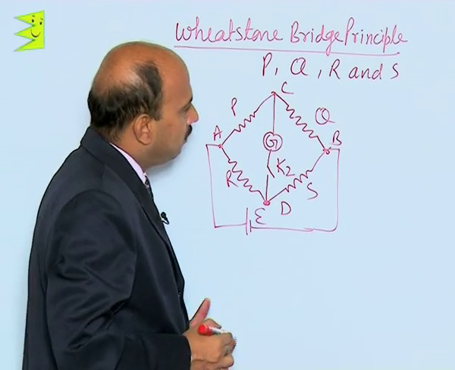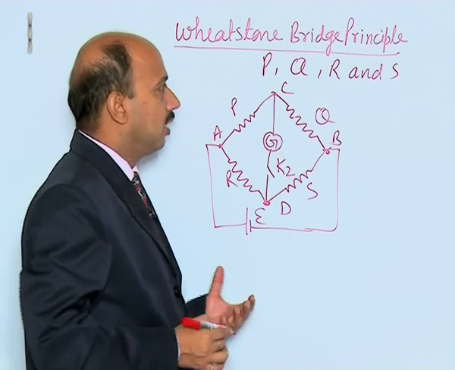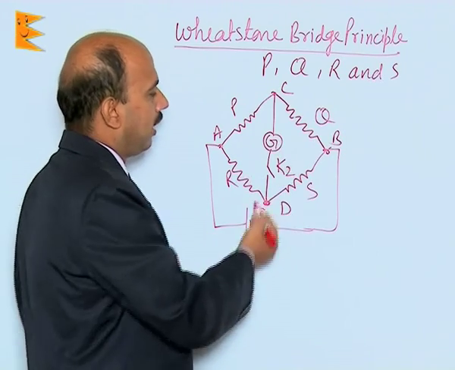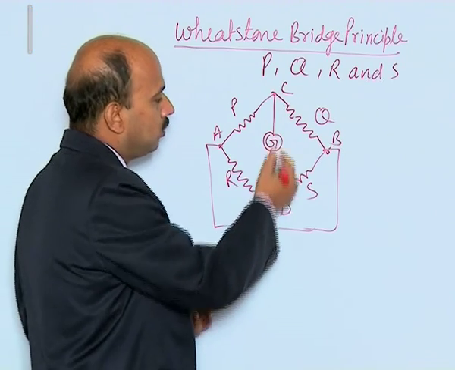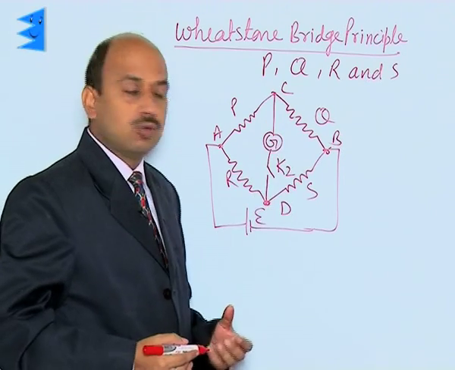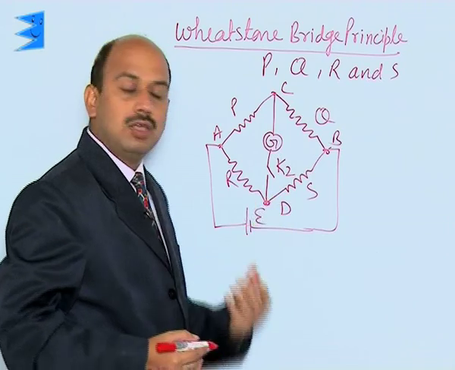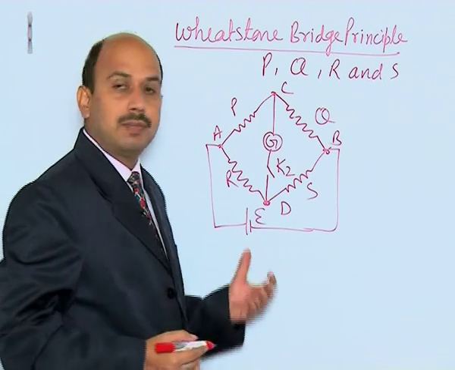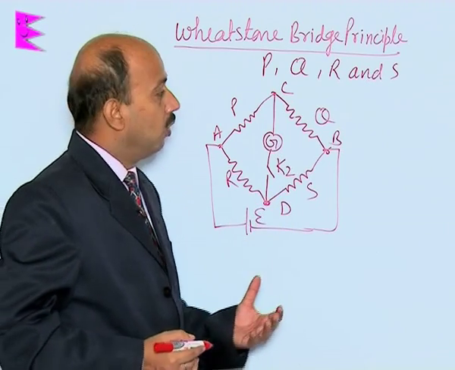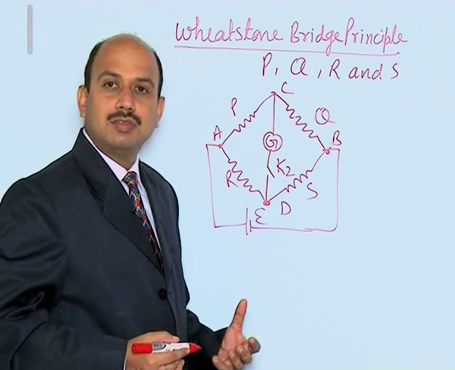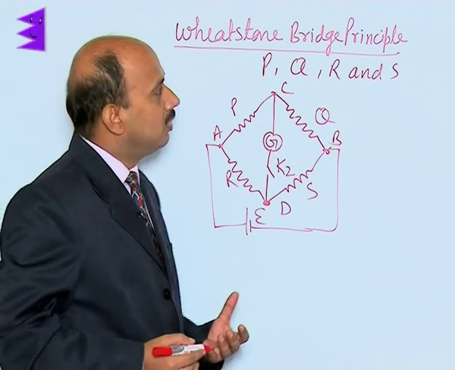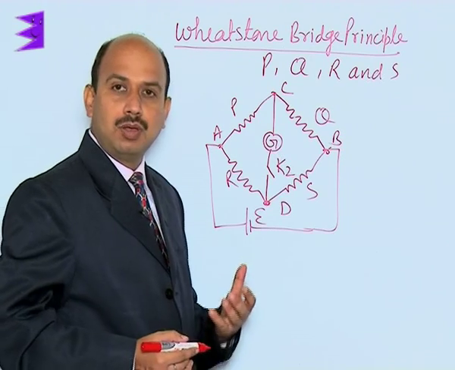Now see, the resistances P, Q, R and S are arranged in such a way that the current through the galvanometer is 0. So when the current through the galvanometer is 0, then we say the bridge is balanced. Now what is the relation between these four resistances when the bridge is balanced? This is actually the principle of the Wheatstone bridge.